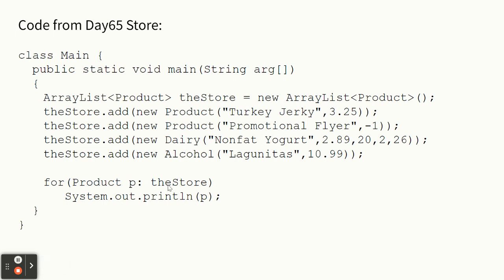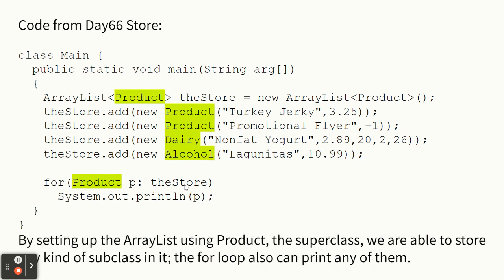When we're printing, we can say product P, the store, and we don't have to have dairy in there or alcohol in there, or worry about that, because we're dealing with the parent level. So it's very handy. Questions? By making the array list a product array list rather than a dairy array list, we're able to store all the subclasses in there. And then the loop at the bottom can print them all.